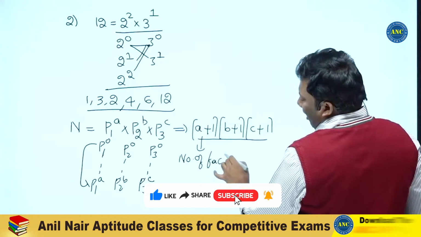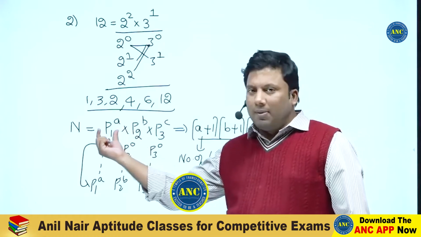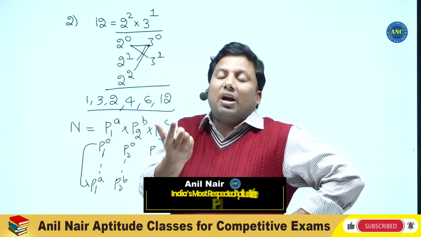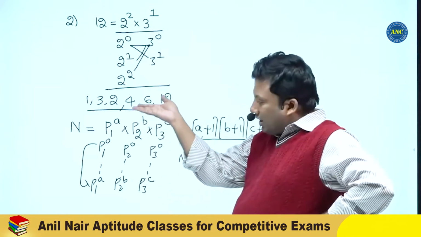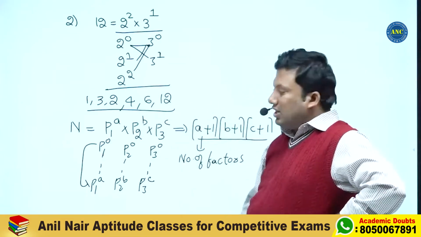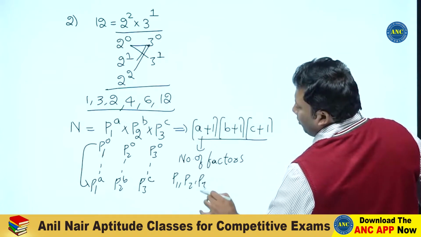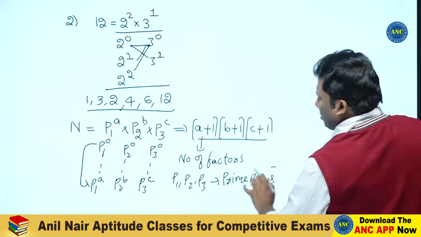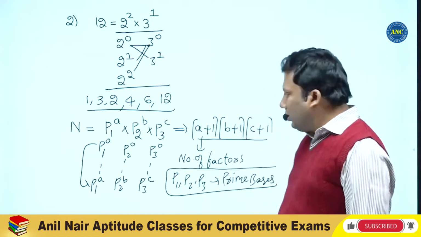Listen carefully. Every question, you will learn a concept. Any natural number, as we just discussed in the first key point, can be written as a power of prime bases: P1 power A, P2 power B, P3 power C. The number of factors will be (A plus 1), (B plus 1), (C plus 1). What are P1, P2, P3? These are called the prime bases. I hope the idea is clear.